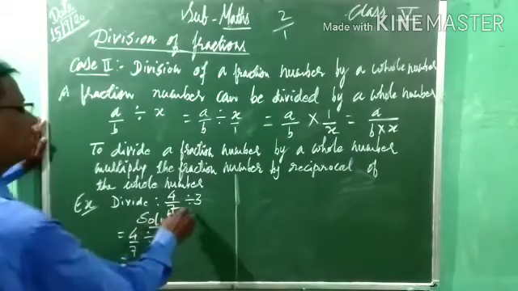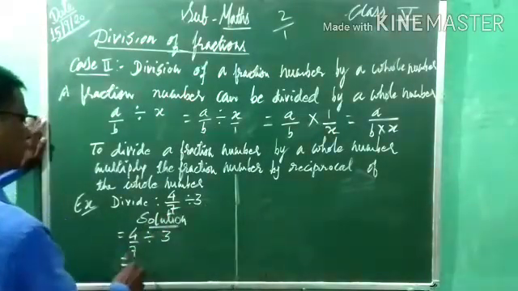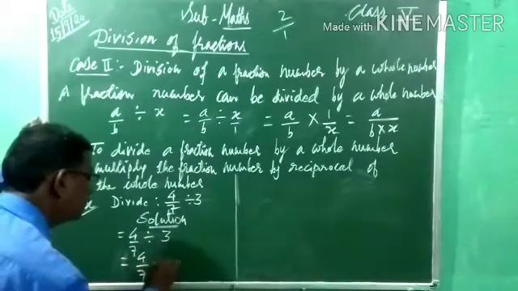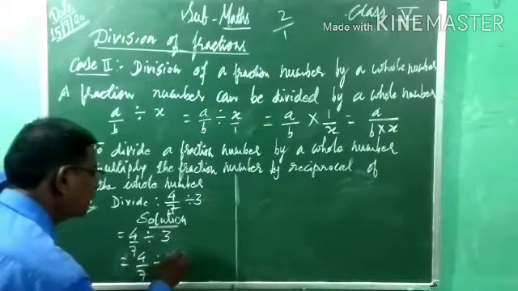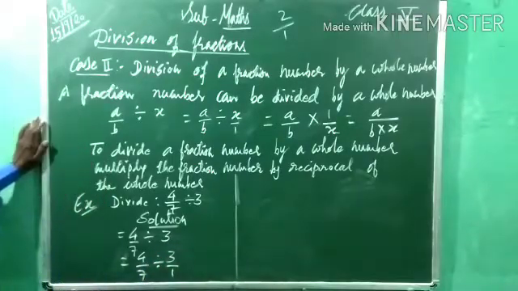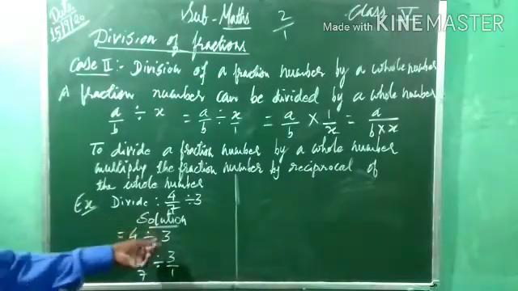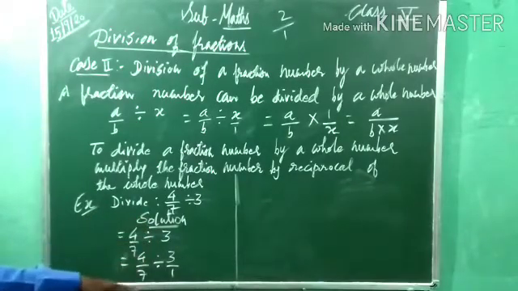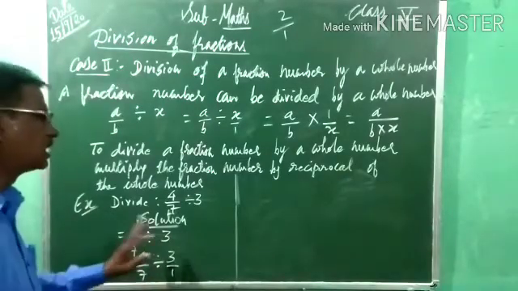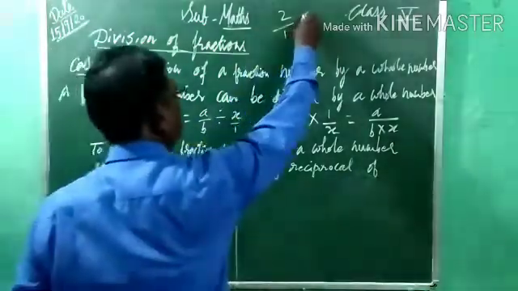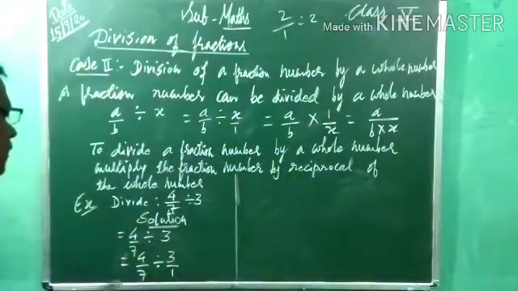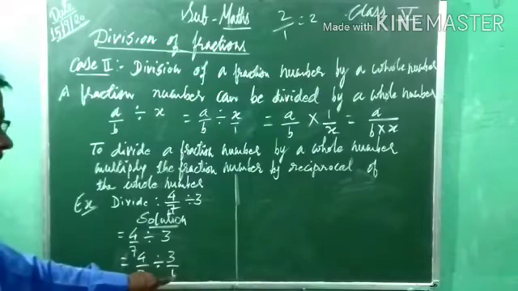Divide 4 by 7 divided by 3. Solution: 4 by 7 divided by 3. Here, below this whole number, nothing means you have to take what? 1. How does 1 come? Because every whole number has only one number given, below that we can take 1. 3 by 1 means only 3. 2 by 1 means we are getting 2 only. In the same way 3 by 1 means 3 only. For our convenience, we are writing 1 here.